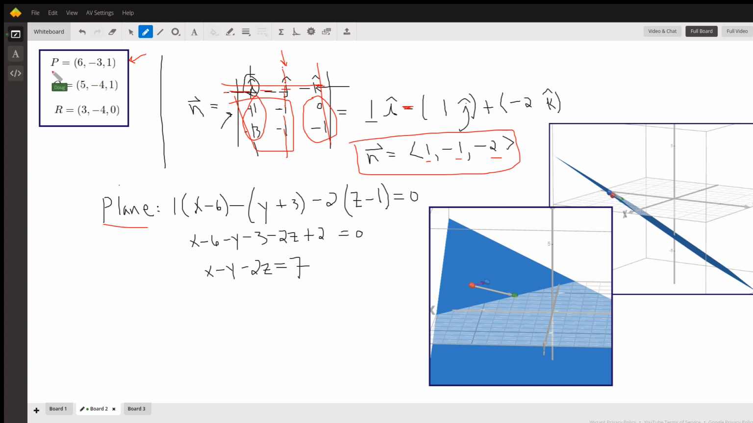I used P. So it's 1 times x minus 6, minus 1 times the quantity y minus a -3, or y plus 3. And finally, -2 times the quantity z minus 1 equals 0. If you remove the parentheses, combine similar terms, there's the equation of the plane right there. And there's what it looks like. That blue plane comes from this equation right here, and it's containing these 2 vectors and the 3 points.